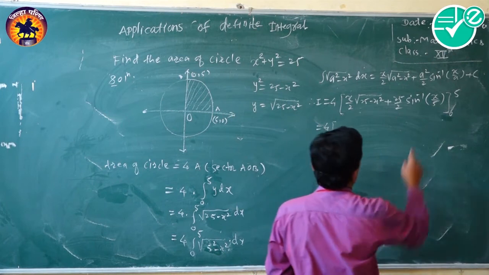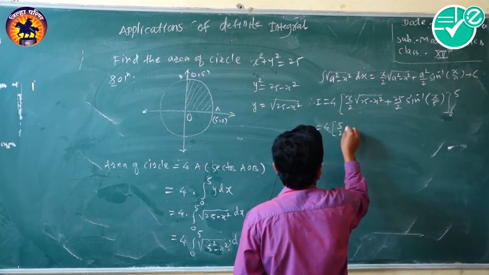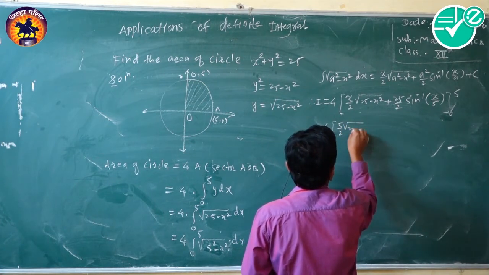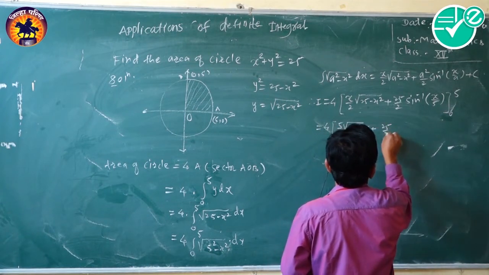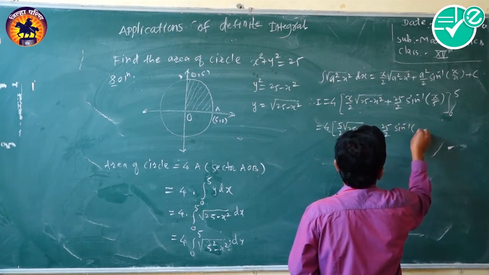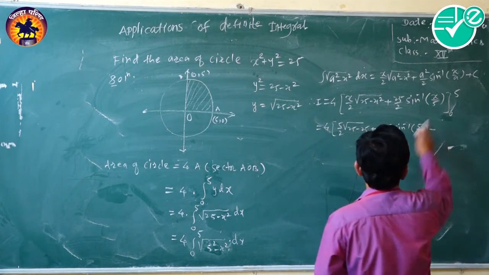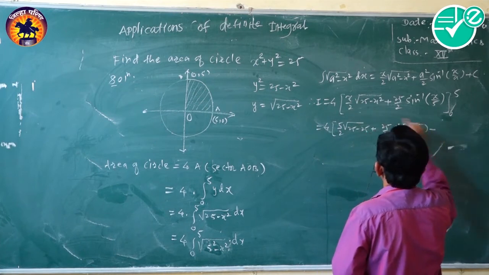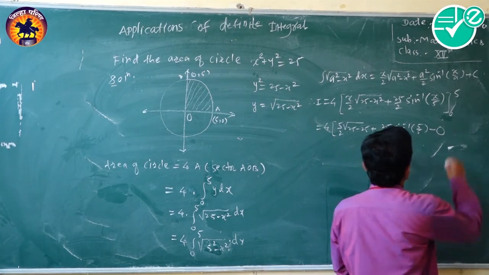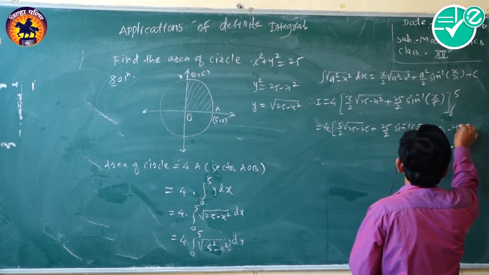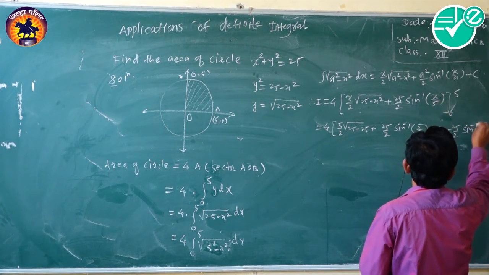Now substituting upper limit for this one, that is x is equal to 5, by 2 into under root of 25 minus 25 plus 25 by 2 into sine inverse of 5 by 5, minus, substituting lower limit here, x is equal to 0, gives total term 0, minus this 25 by 2 into sine inverse value of x is 0, gives sine inverse 0.